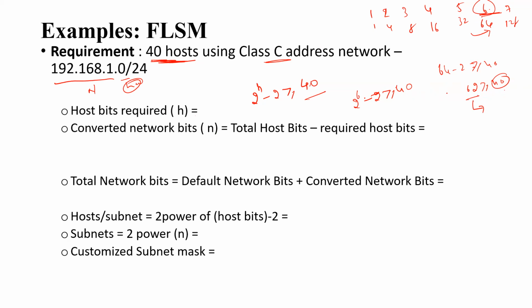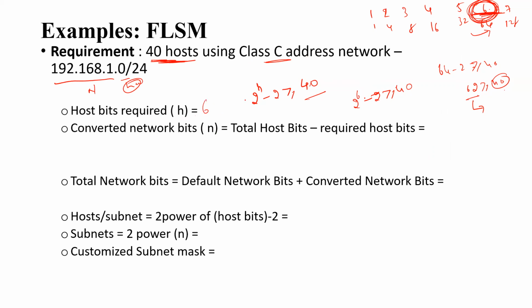The requirement is 40 only. So how many host bits do we need here? No, the requirement is 40 IP addresses. Host bits I'm asking. 6. 2 power of 6 is greater than or equal to our requirement, right? So what is the host portion here? We are taking 6 as the host portion. Leave the remaining 2, I'm just asking about host bits itself. We have taken 6.